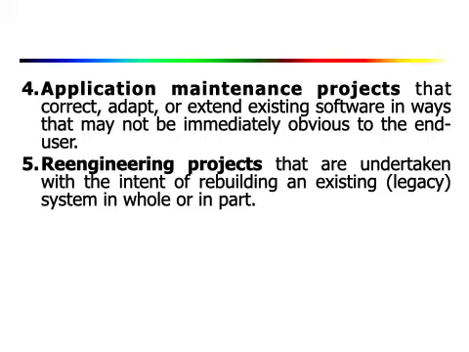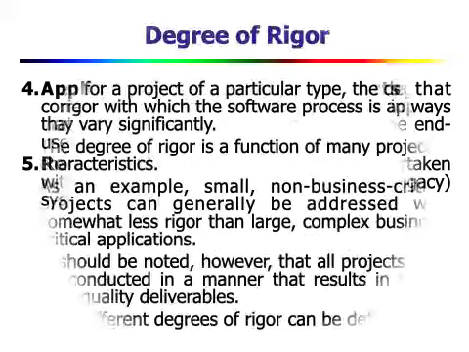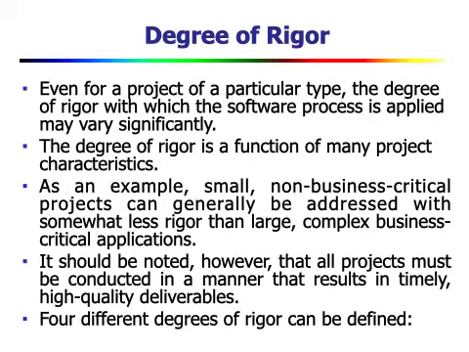Another characteristic that a set of tasks depends on is the degree of rigor. Even for a project of a particular type, the degree of rigor with which the software process is applied may vary significantly. The degree of rigor is a function of many project characteristics. It is basically how much effort we are going to put into a project. That is the degree of rigor with which an application is developed.